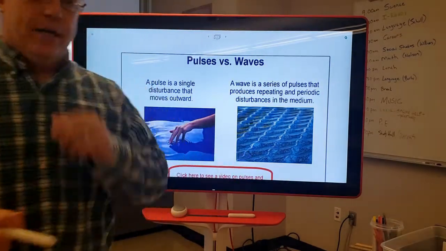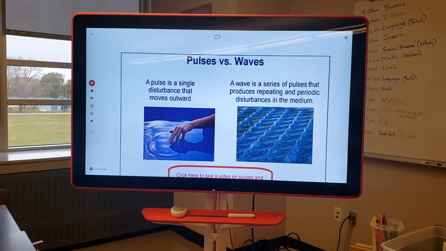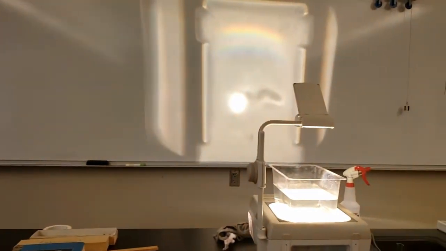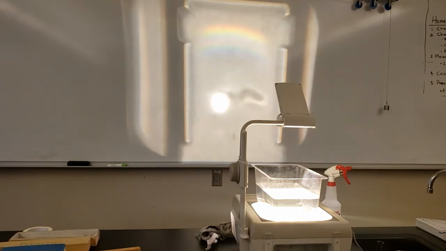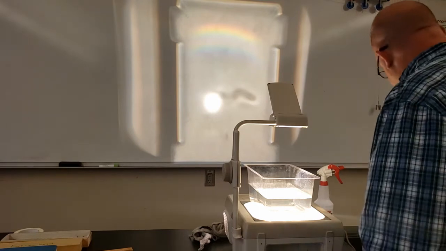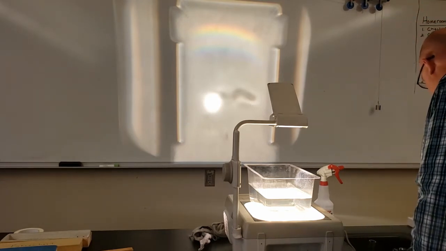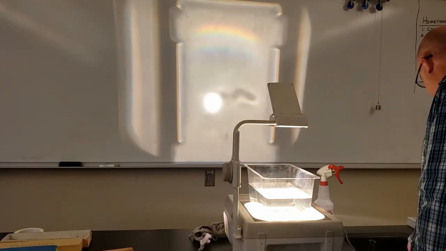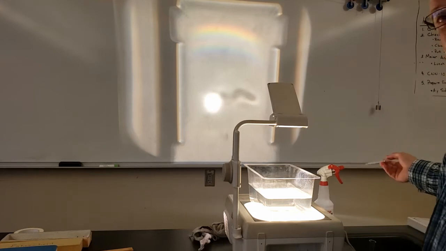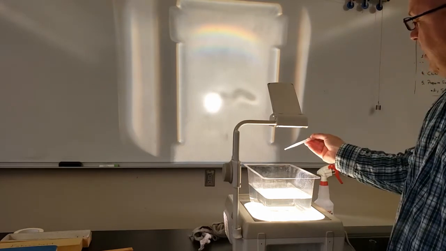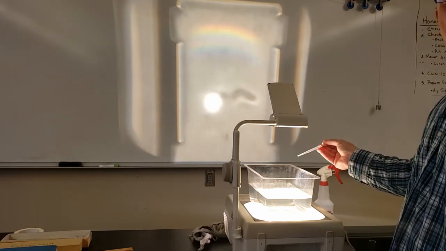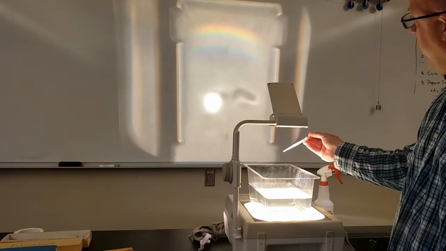Now, I can show you this, and I'm going to turn the camera slightly here. I can show you this by looking at this whiteboard. What I have on here is a pan of water sitting on an overhead projector, and if I pick up some water in an eyedropper, I can create a pulse. Now remember, a pulse is a single disturbance. I'm going to drop one drop of water in here. Watch the wall. And you can see that one wave came out.